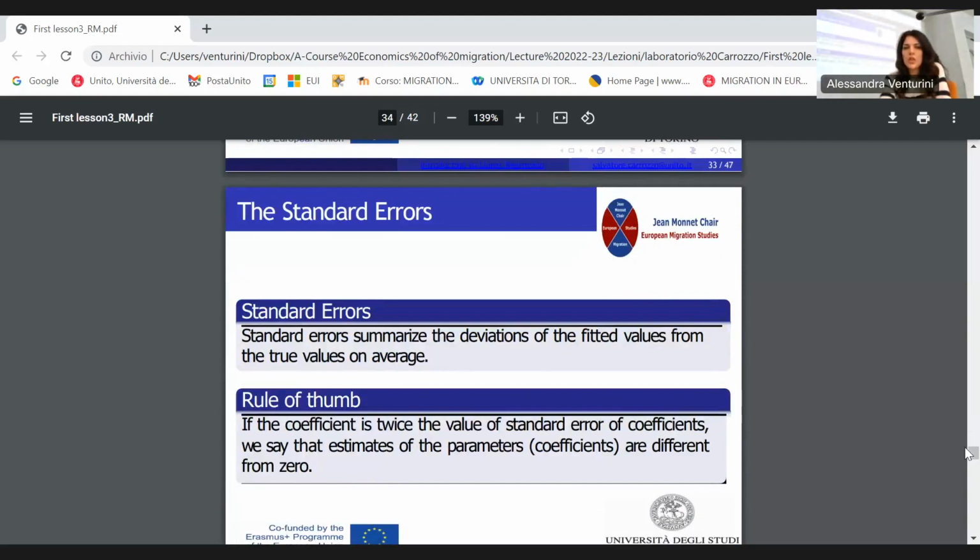There is a measure that summarizes the deviation of the fitted variable from the true values on average. An important rule of thumb to be sure about how good the standard error is: if the coefficient is twice the value of the standard error of the coefficient, we say that the estimate of the parameter coefficient is different from 0.